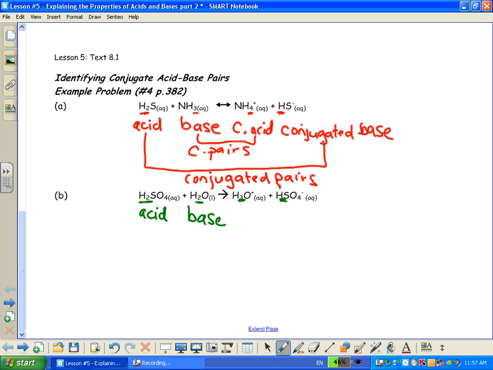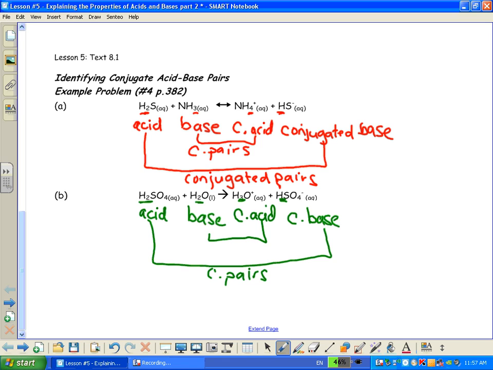We know that acids will always link up with conjugate bases, so we can call this the conjugate base. And we can also say that these two are conjugate pairs. We know that bases always match up with conjugate acids, so we can say that this is a conjugate acid. These two would match up, and we would consider those to be conjugate pairs.